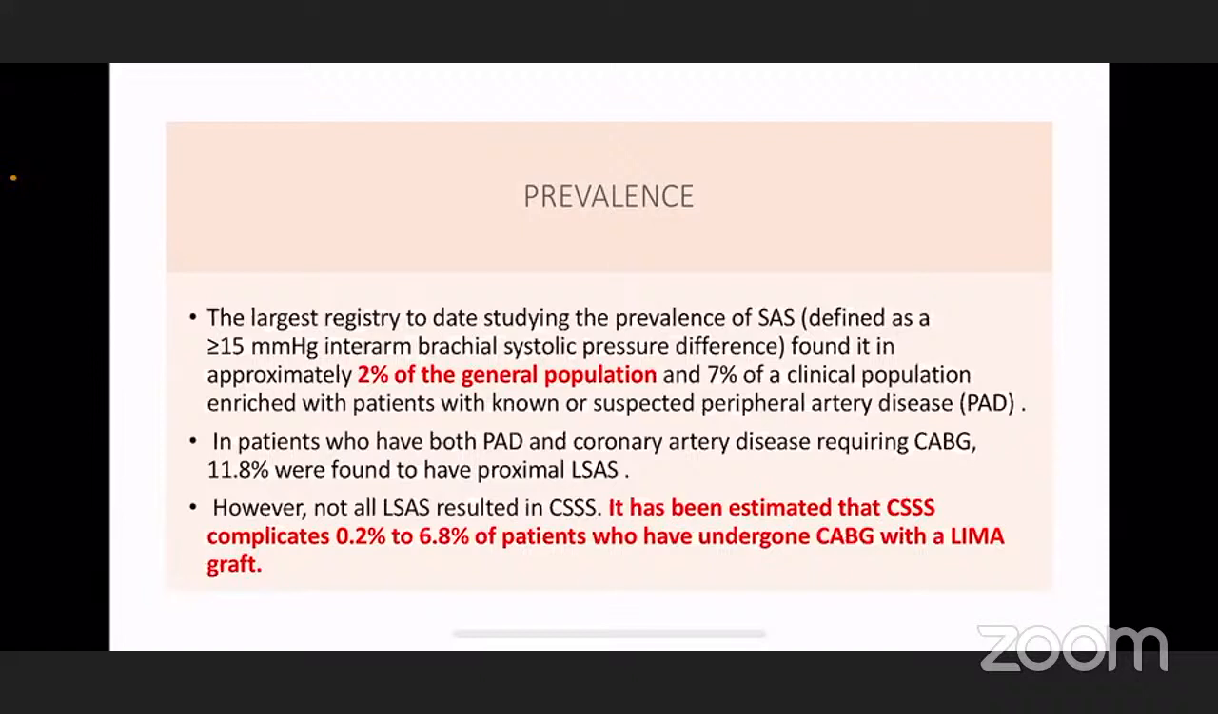As we said, PAD has a very important correlation with SAS. Okay, in patients who have both PAD and coronary artery disease requiring CABG, 11.8% were found to have proximal left subclavian artery stenosis, which is a high number, almost 12% of patients. However, not all left subclavian artery stenosis results in the coronary subclavian steal syndrome. It has been estimated that coronary subclavian steal syndrome complicates 0.2 to 6.8% of the patients who have undergone CABG with the LIMA graft.